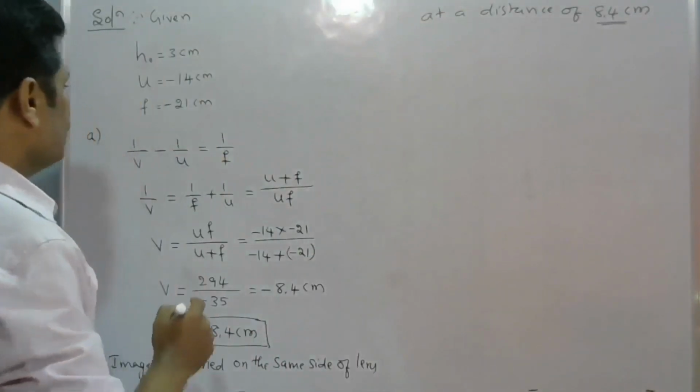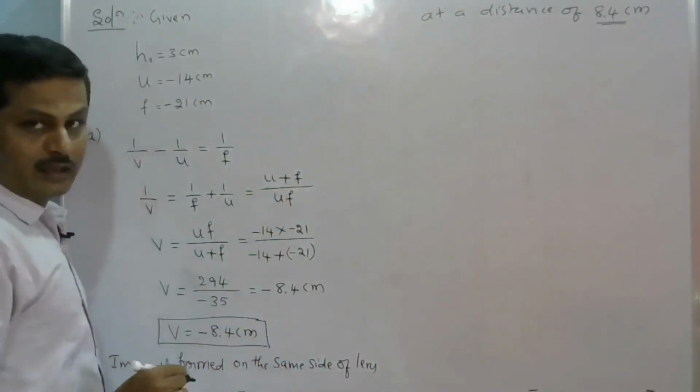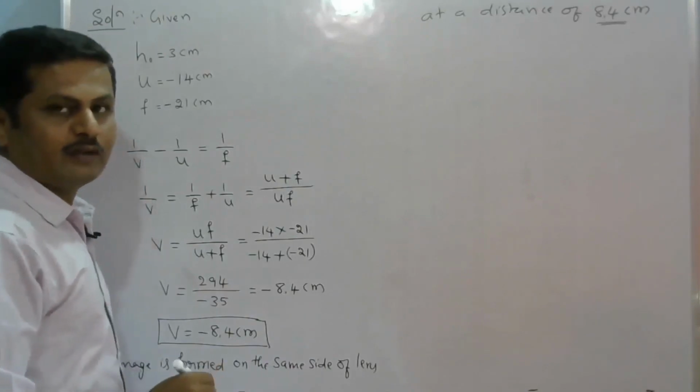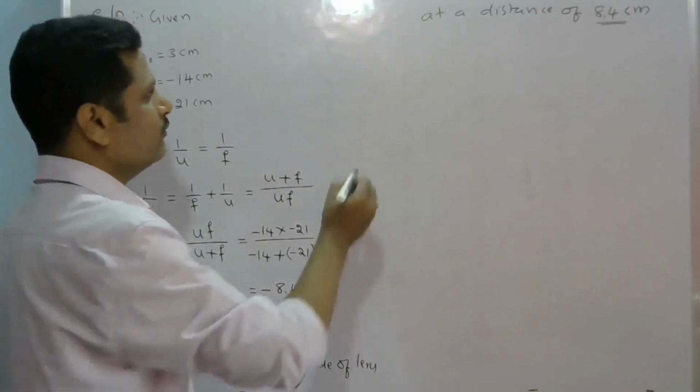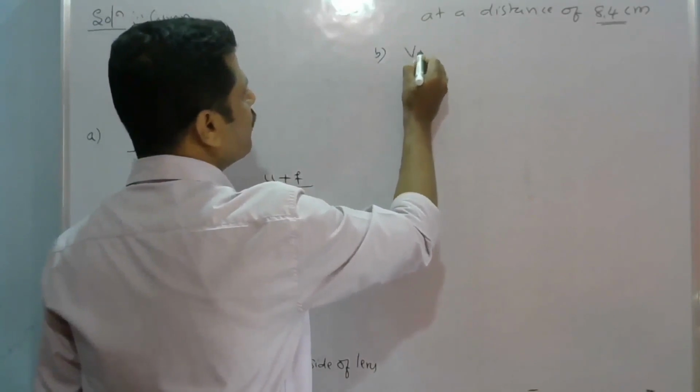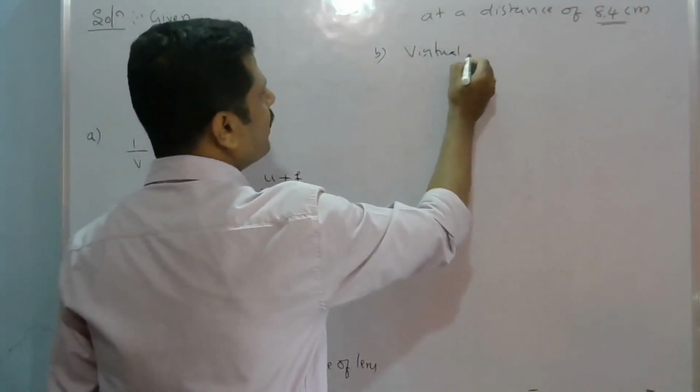Now we need to find out the nature. We know that in the case of a concave lens, the nature of the image is virtual and erect. So the nature of the image is virtual and erect.